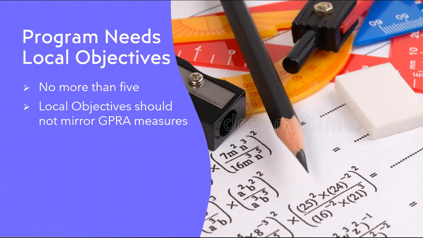And please, there's no reason for you to have local objectives that mirror GPRA measures. The GPRA measures are what the feds look at really closely. GPRA has measures for math and reading/language arts, so there's no reason for you to also have those in your local objectives. If you want to put student achievement in your local objectives, look at other areas, science or some other area. It depends on what your program is stressing and working on with the students.